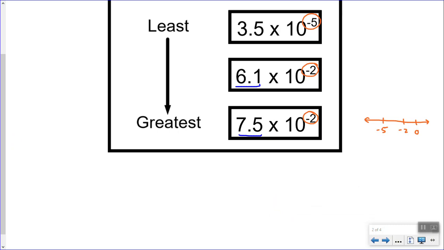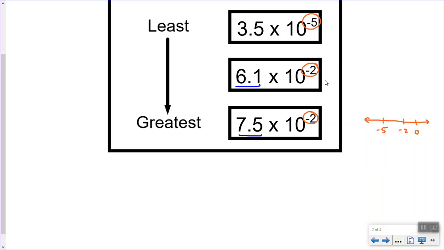Alright, so for this one, we start again with the exponents. We have -5, -2, and -2. If we think about where those sit on a number line, -5 is farther to the left, it's farther away from 0, so that is our smallest value. So that number automatically gets the first or the least spot.